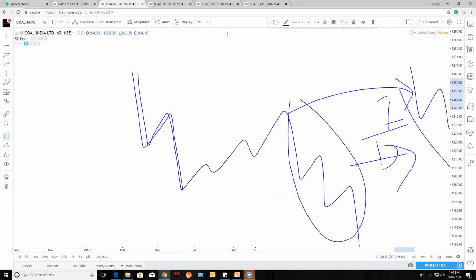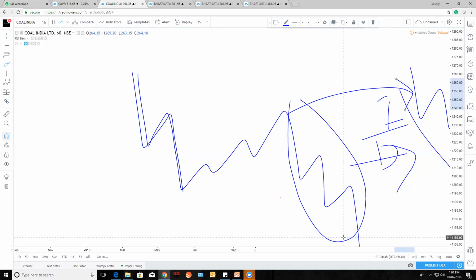Any doubts? You can ask me. Yes, I will show you the examples. First, be clear with the concept, and then we will go through various examples and various charts. But firstly, understand what the flat correction is, what the zigzag correction is, and what the major difference between a flat correction and a zigzag correction is.